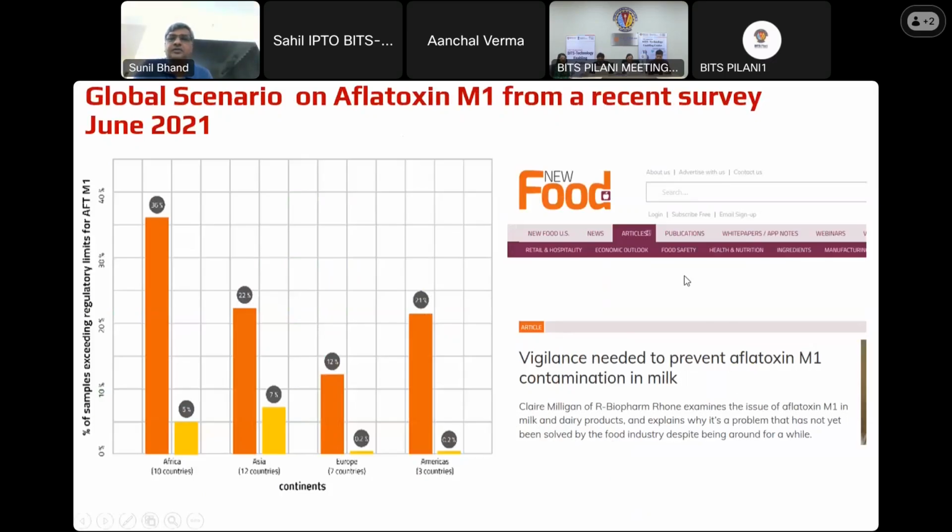You see the global scenario also. There's a recent report in New Food from the US, wherein, continent-wide, if you see Africa, Asia, Europe, and Americas, Europe having the most stringent standard, you will see fewer cases of exceeding limits, but still 0.2% to 12%. So this is US standard versus European standard. Africa and Asia have very high levels of rejection, you could see 22.5%. And so also in America, which has 10% relaxed norms against EU standards, there are also 25% rejections. So opportunity and problem both are huge.